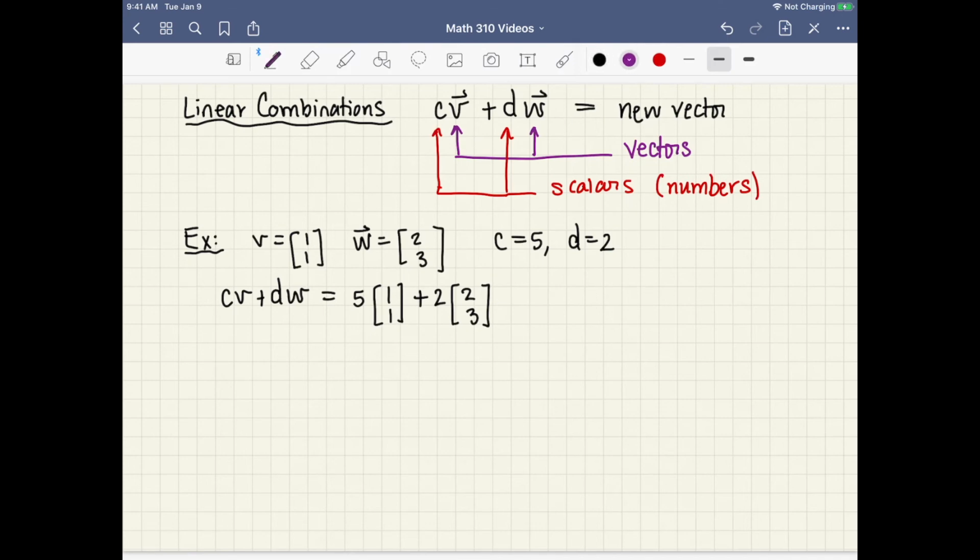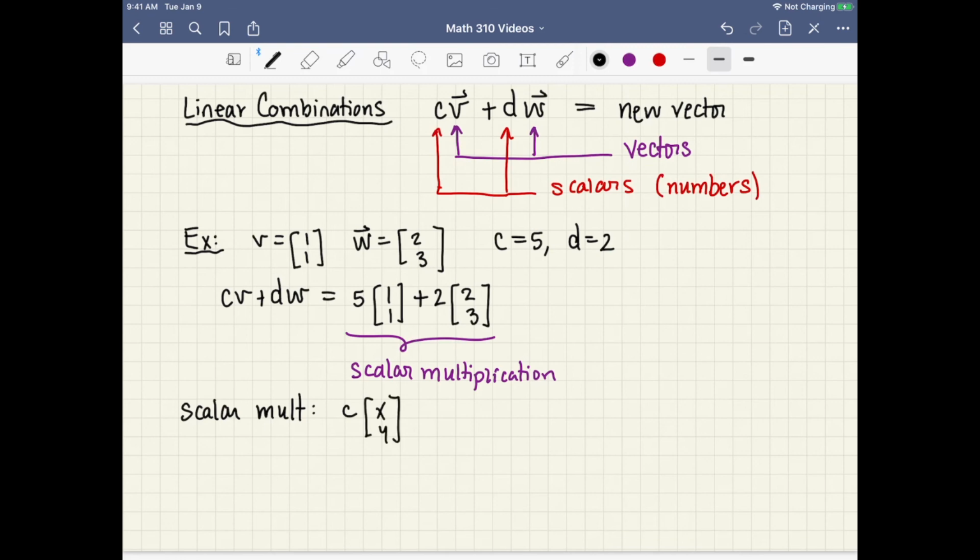So first let's look at 5 times 1, 1 and 2 times 2, 3. So here we're going to be doing scalar multiplication. The way scalar multiplication works is the scalar multiplies times every entry in the vector. Let me write that out. Scalar multiplication. A scalar c times a vector with entries x, y will look like a vector with entries c times x and c times y. The scalar multiplies everywhere. So applying that here, we're going to have two vectors, 5, 5, and then added to the next vector, which is going to be 2 times 2, so 4, and 2 times 3, which is 6.